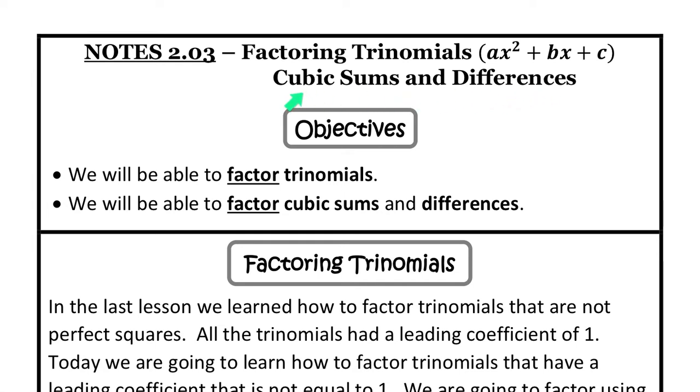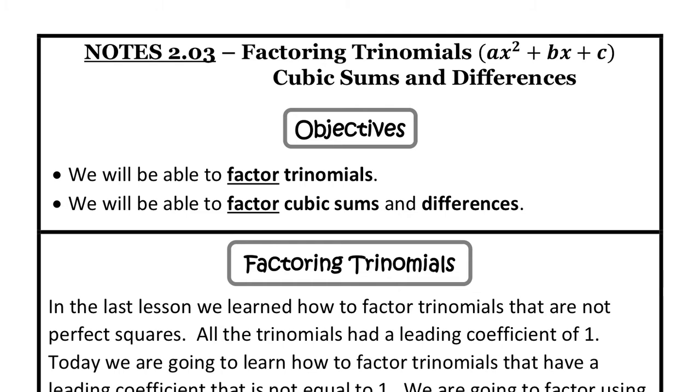Cubic are terms or variables that have the third power, so we call them cubic. If you think about volume, volume has three dimensions, right? And when you look at a three-dimensional cube, it has length, width, and height. So that's where the term cubic comes from, to the power of 3.